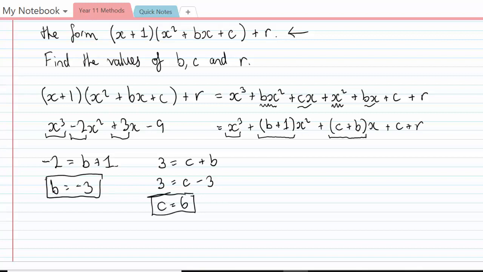Now the last thing is to consider the constant term. Okay, we've got negative 9. And we've got two parts here that are making up the constant term. So my final thing is to say that negative 9 equals c plus r. And again, we found out what c was already. So negative 9 equals 6 plus r. Taking away 6 from both sides leaves r equals negative 15. And there we have our 3 answers.